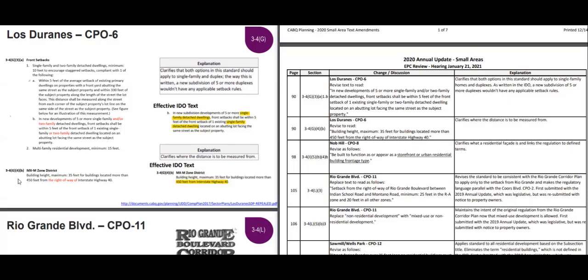Second change is shown down here. It is to section 34G4B, and the text would be revised to read, building height maximum, 35 feet for buildings located more than 450 feet from the right-of-way of Interstate Highway 40. And the change clarifies that we would measure that distance, the 450-foot distance from the edge of the I-40 right-of-way. But some other regulations might measure from the nearest through lane, or other locations on some roads are measured from the center line of a road. And so this clarifies exactly where we would take that measurement from.